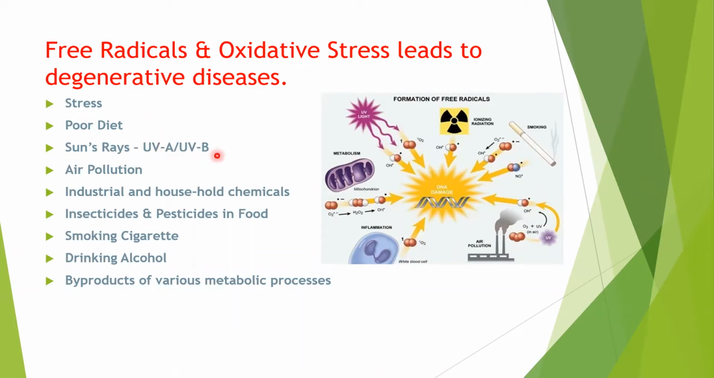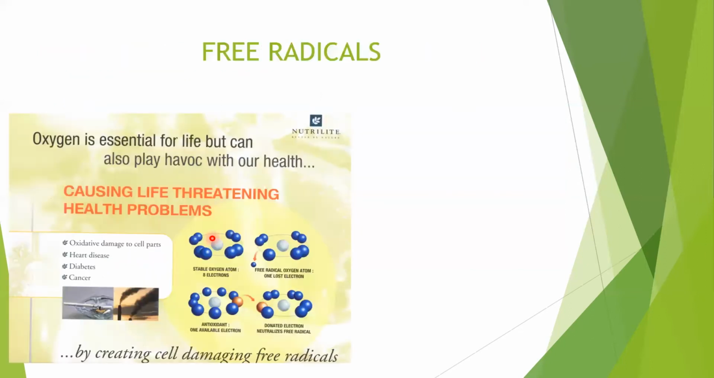Then, of course, sun rays, UVA, UV rays, air pollution, industrial pollution, insecticides, pesticides, cigarettes, alcohol, needless to say about it, they bring in a huge amount of free radicals in our body. And of course, when food is digested, the byproducts of our metabolic processes also create a lot of free radicals in our body.